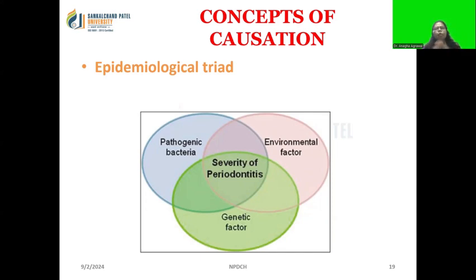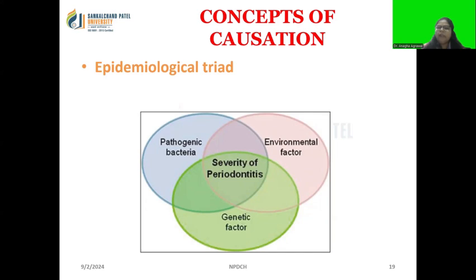So unless all these three work in tandem, if any of them is missing, the disease won't happen. So why we need to learn the concept of causation is, once you know why the disease is happening, then you can stop or prevent that disease from happening with the use of this triangle.